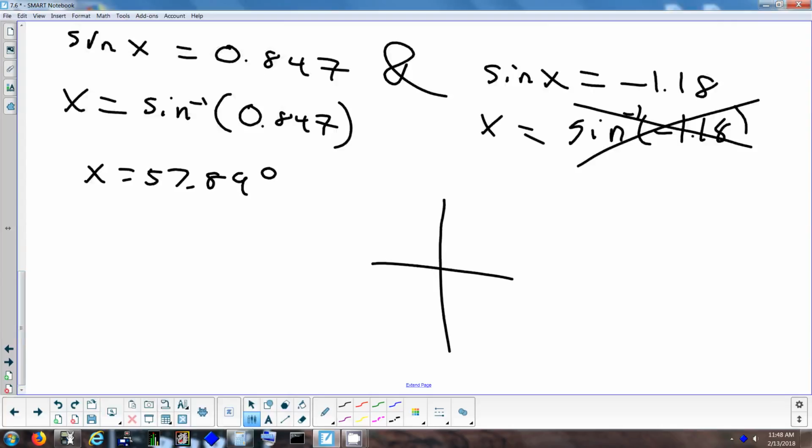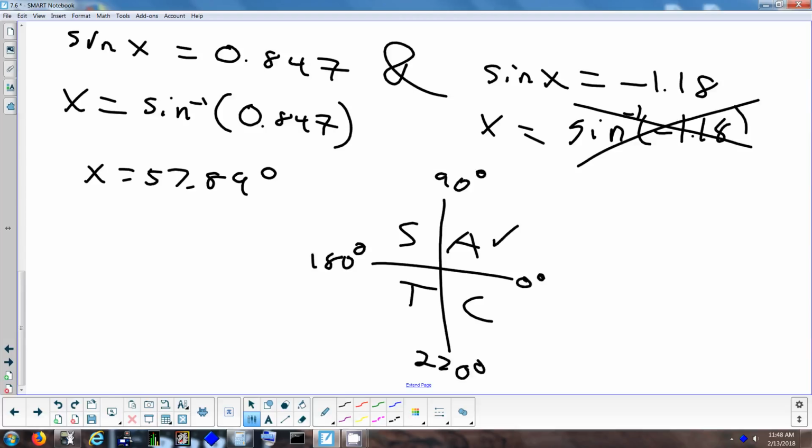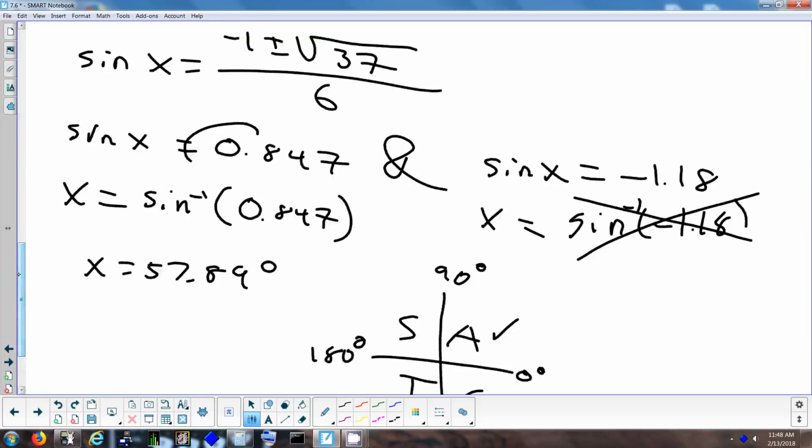Is that in a quadrant or on an axis? Definitely in a quadrant. How do you know it's in a quadrant? If it's not a 0, 90, 180, or 270, it's in a quadrant. So we got an answer in quadrant 1. Where else is sine equal to a positive number?